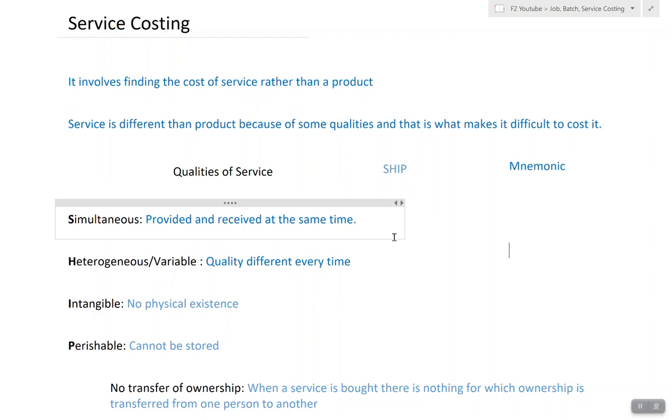When you go to P5, which is APM, you will study there that nowadays organizations are focusing on giving physical evidence of service, like tickets and stuff, to make people feel that they own something.